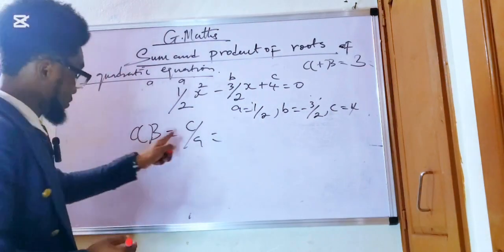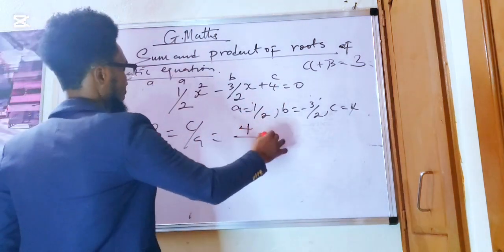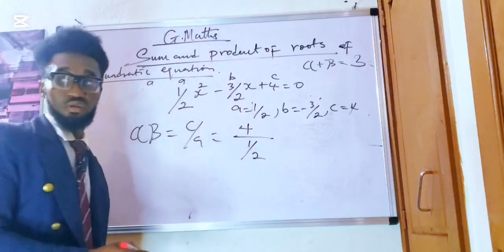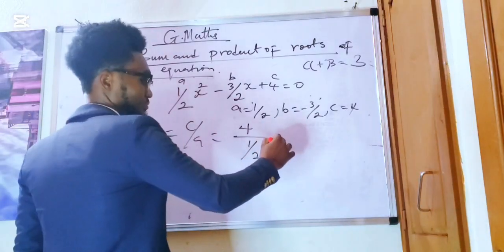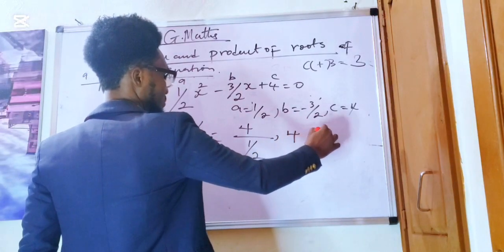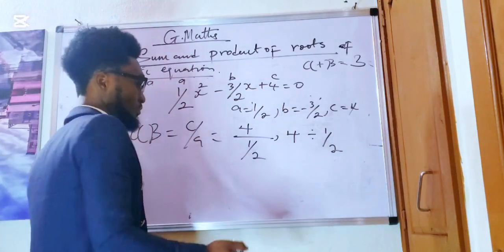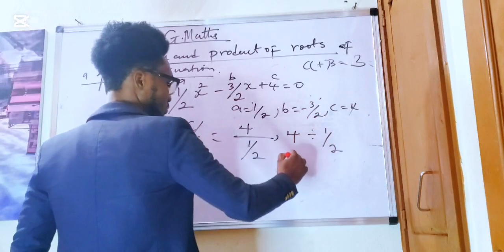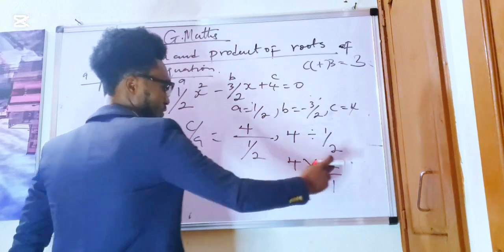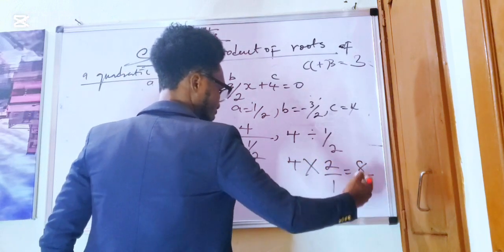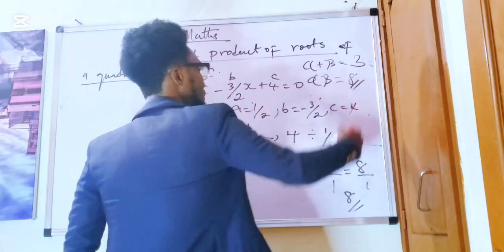Okay, so what we say is C over A. What is our C here? Our C is of course 4. So we have 4 divided by A. What is A here? A is 1 over 2. This one is very simple for us to apply, just like saying 4 divided by 1 over 2. Remember, as I stated before, that we reciprocate the value when we cross divide. So when we cross divide, this comes out, we have 2 over 1. So 4 times 2 will give you 8 over 1, which is the same thing as 8. So that means alpha beta is equal to 8.